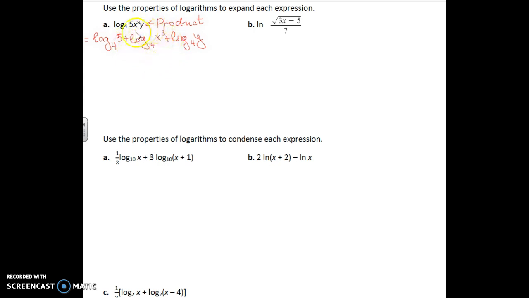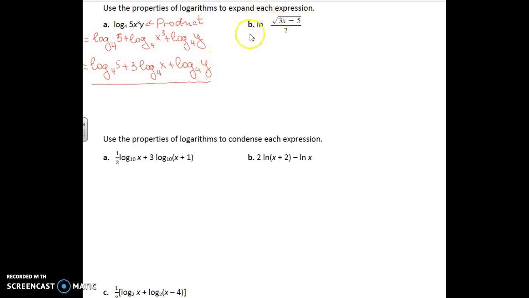Well, right here, I also see a power. That means I can use the power rule. That will be equal to log base 4 of 5 plus 3 times log base 4 of x plus log base 4 of y. There's nothing else that we can do. This will be our final answer. We have expanded it fully. Isn't this product looking so much nicer than this long expression? Certainly. However, there are a few things that you might be able to evaluate if you split it into 3 separate logs. So let's look at part B.